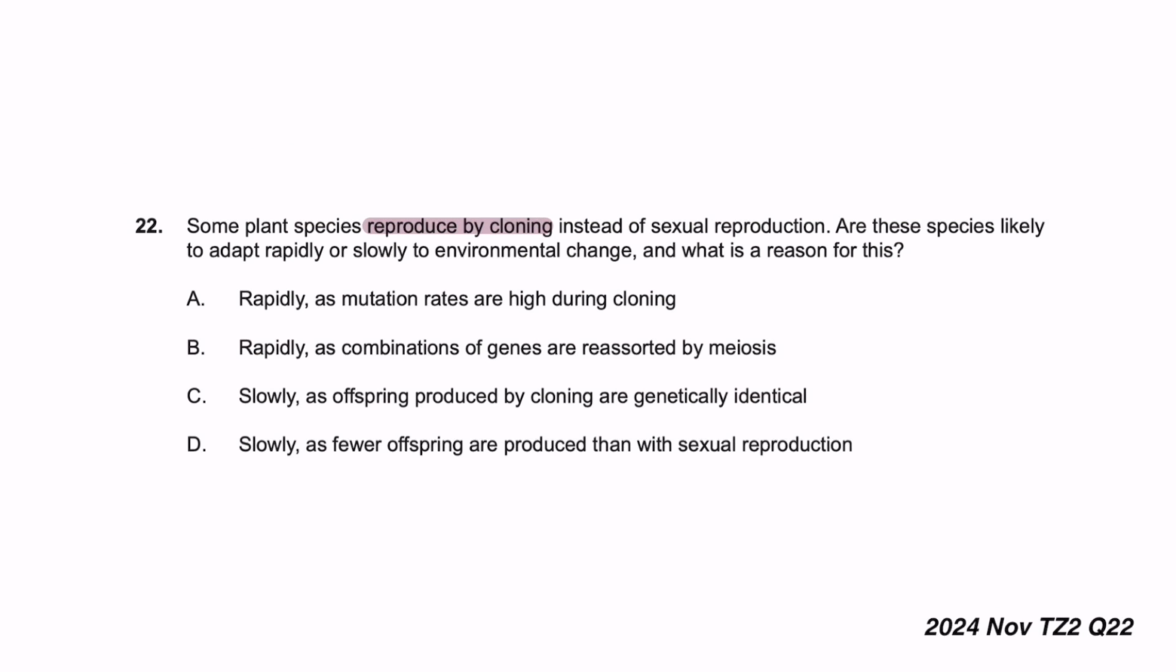Reproducing by cloning produces genetically identical offspring. However, it is difficult for the species to adapt to environmental change because when there is a change in the environment, the entire population may be wiped out.